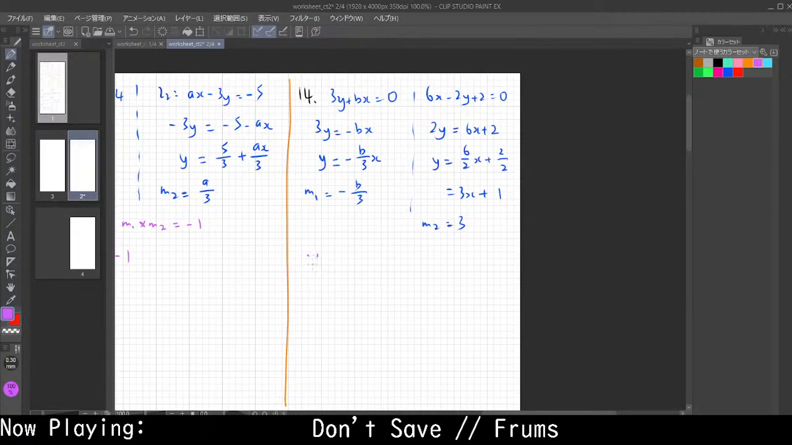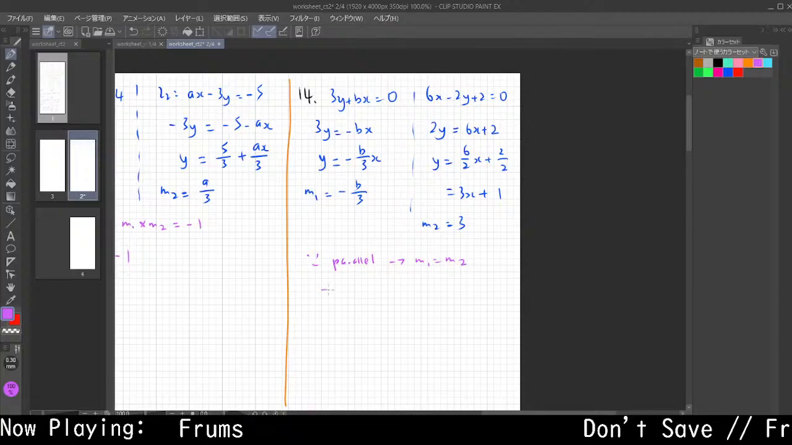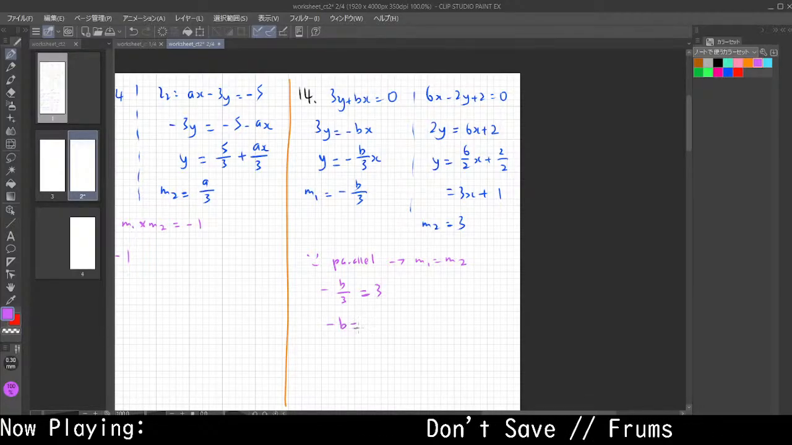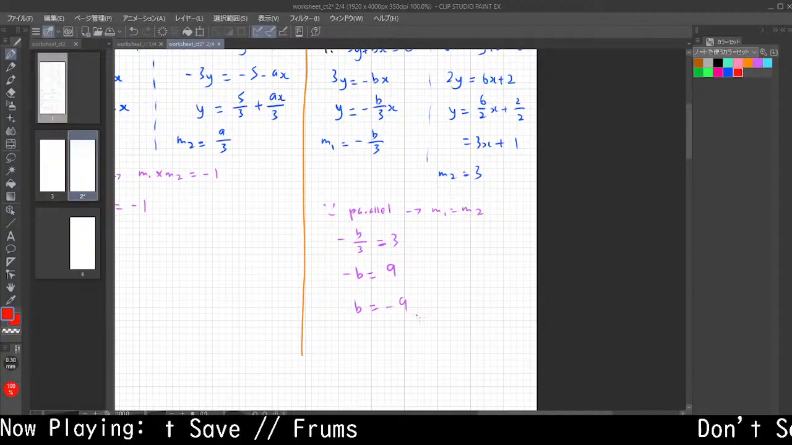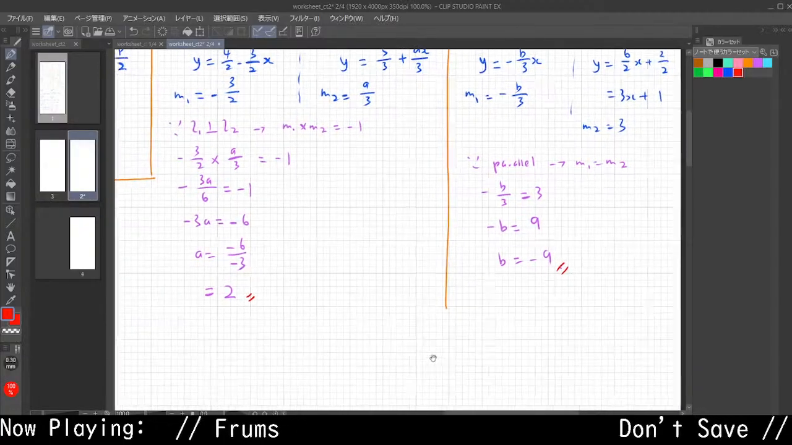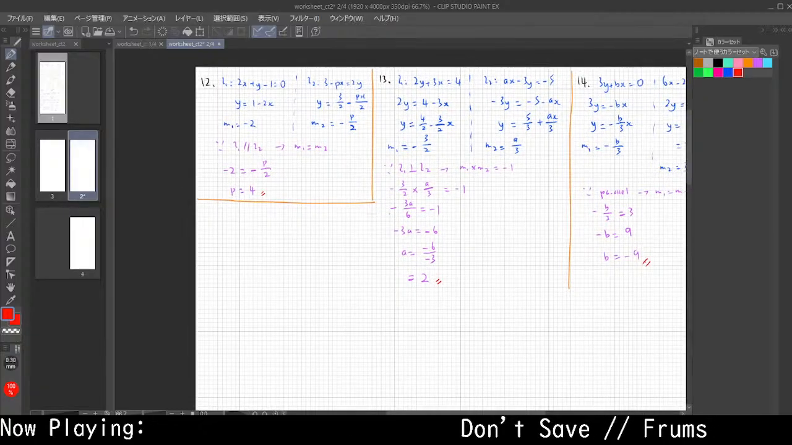So since they are parallel, therefore m1 equals m2, negative b over 3 equals 3. Negative b, 3 times 3, bring over becomes multiply, becomes 9. b equals negative 9. And then nothing else you need to do, this will be your answer. Okay, putting 14 there is the right decision.